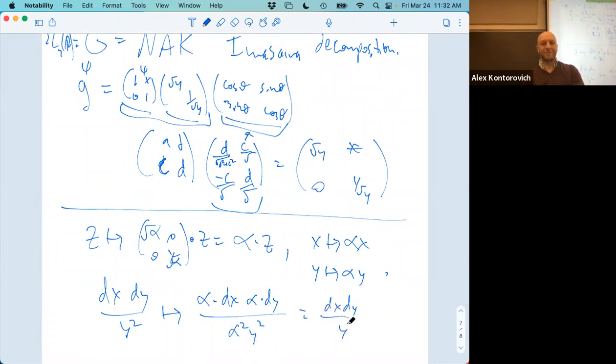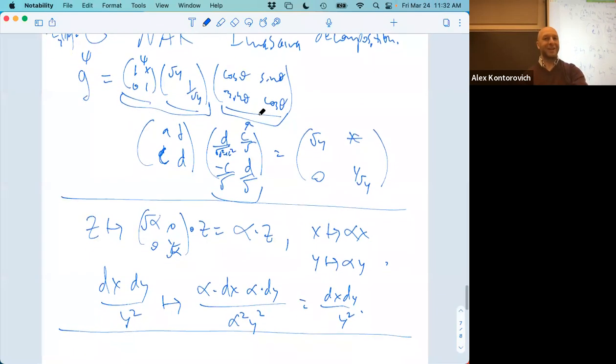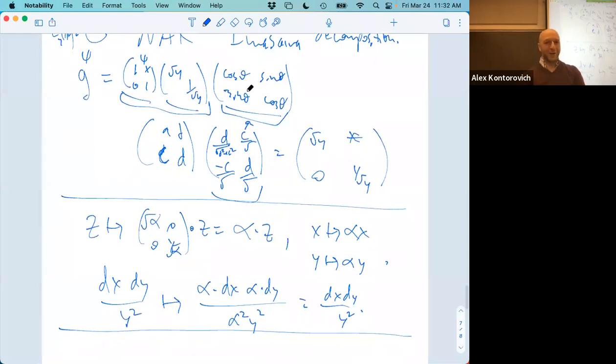Why does it suffice on the generators? Well, because it's an action. If it's invariant under the first thing and the second thing and the third thing, then it's invariant under the whole matrix. Change it once, then change it again. Yep.